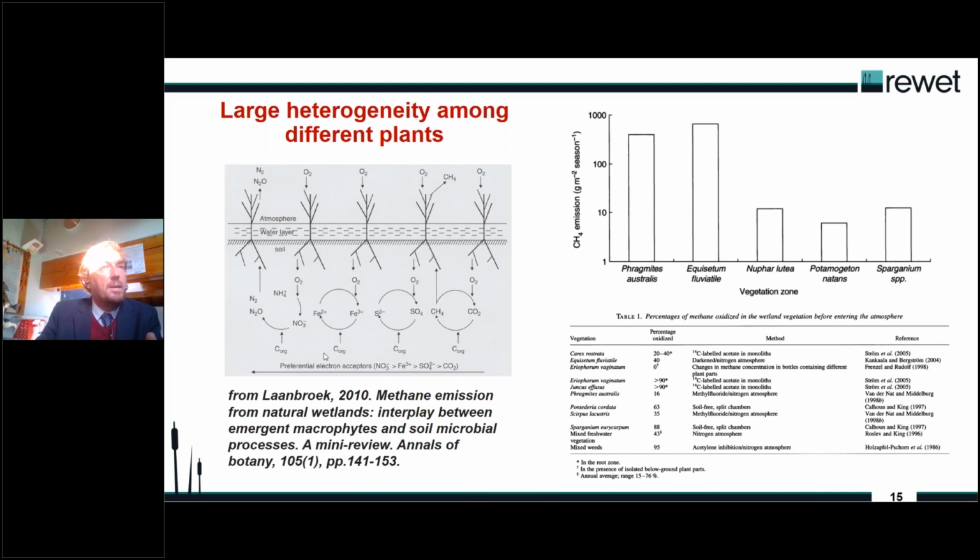Okay, as described in this scheme, I will not go into the detail, but it's just showing the coupled oxidations that are mediated by the oxygen transported by the plants to a lot of end products of anaerobic respiration in the sediment. And one of these oxidations involves the oxidation of methane back to CO2, which can prevent the degassing of methane to the atmosphere. And it's evident that these plants have different interactions with such microbial communities.